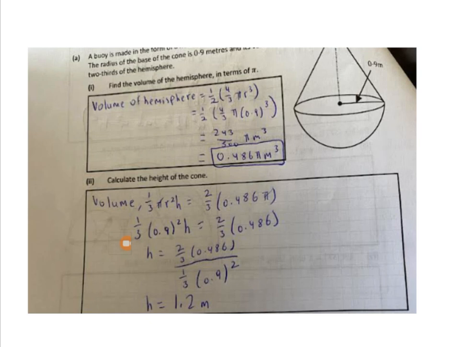So if we turn to page 10 of the log tables, we can see the volume of a sphere is equal to 4/3 pi r cubed. This means that the volume of the hemisphere is equal to half of that. Then we know that our radius is 0.9 meters, and when we substitute that in, we get 243/500 pi meters cubed. This fraction simplifies to 0.486 pi meters cubed, which is our final answer, worth 5 marks.